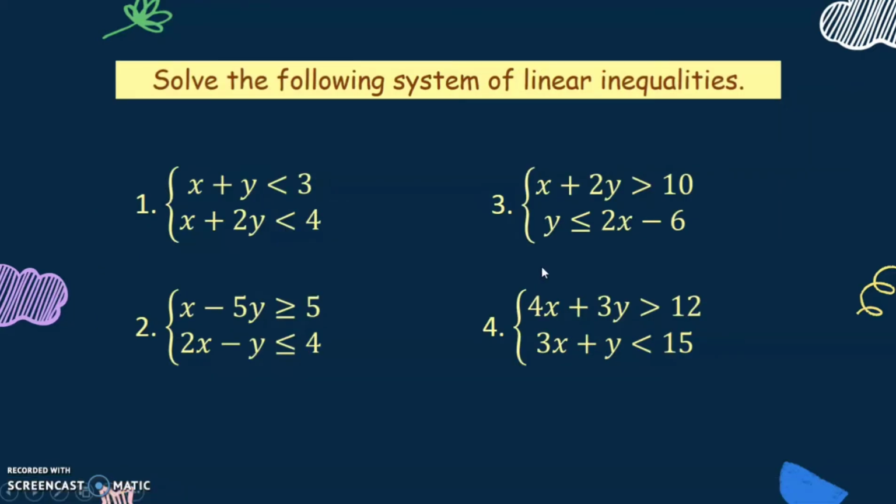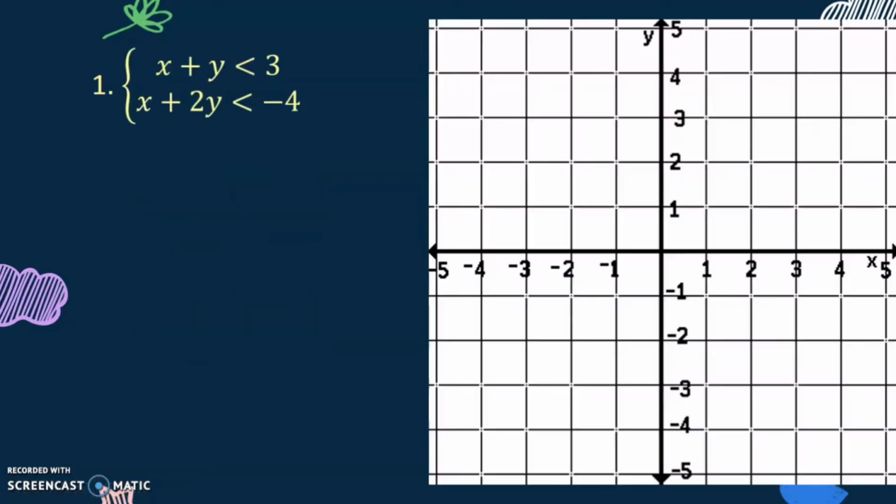Let's solve the following system of linear inequalities. So let's start with x plus y is less than 3 and x plus 2y is less than 4. First step is to graph each linear inequality. So let's start with x plus y is less than 3.